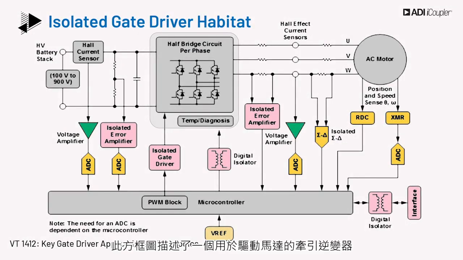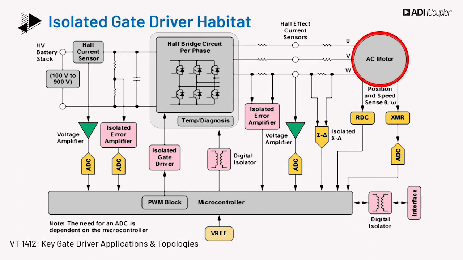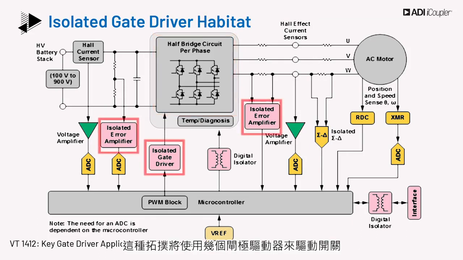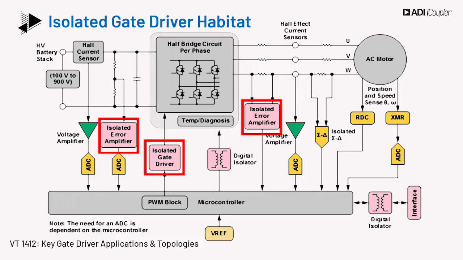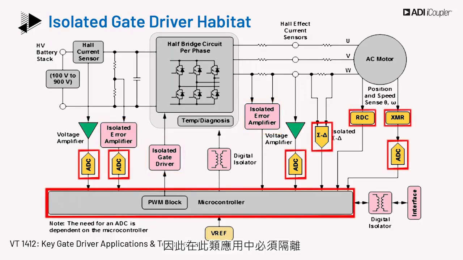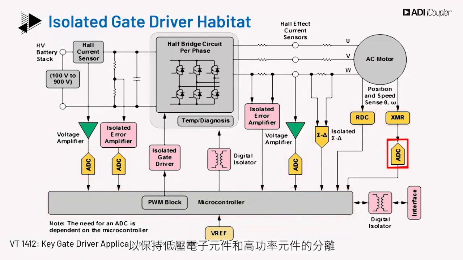This block diagram illustrates a traction inverter which is used to drive a motor. A half-bridge circuit may be used for each phase in the traction inverter system, and it may be designed using IGBTs or SiC MOSFETs. Several gate drivers would be used to drive the switches in this topology. Since there is a microcontroller and other mixed-signal circuits, isolation becomes necessary in such an application to keep the low-voltage electronics and the high-power components separate.